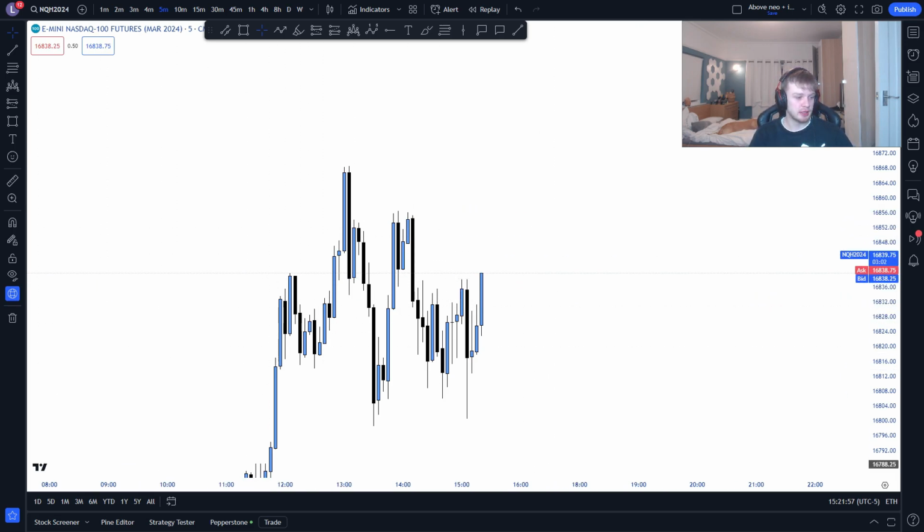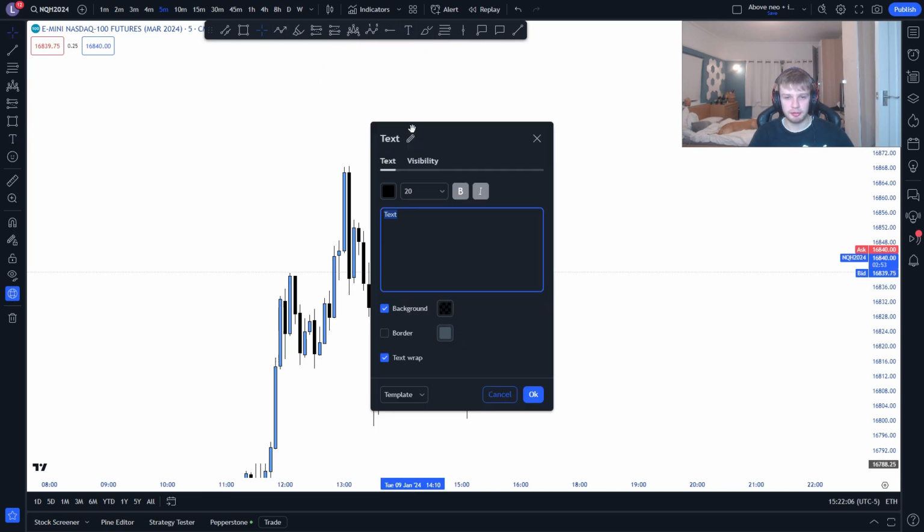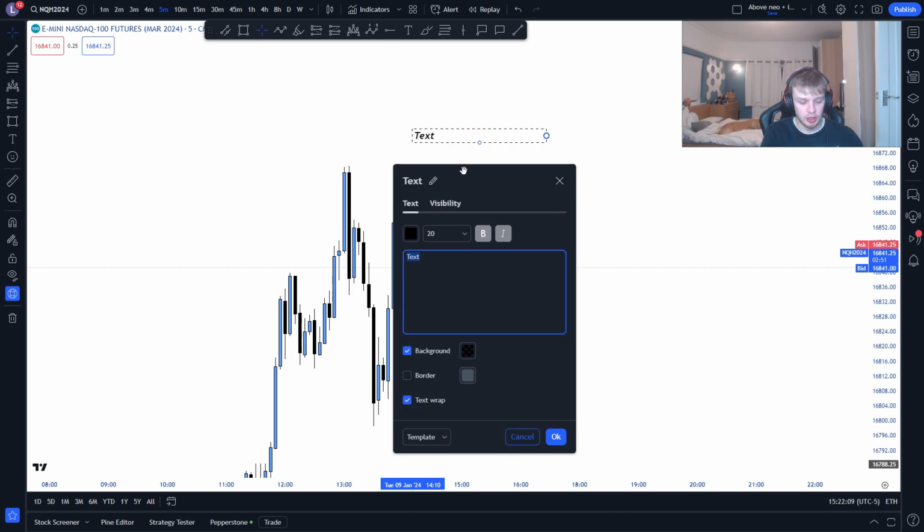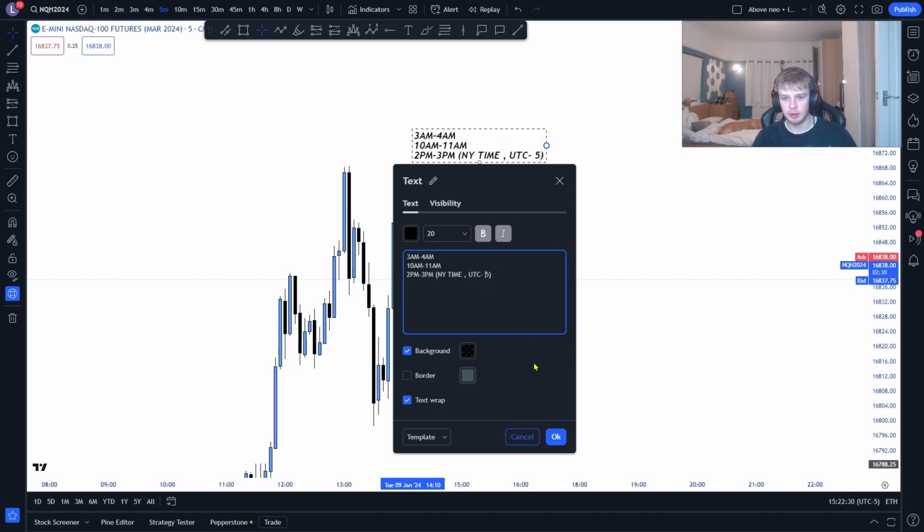There are three different times of the day that you can trade this trading strategy, and that is New York time. So the three different times that you can trade this strategy are 3 a.m. till 4 a.m. UTC -5. You have 10 a.m. till 11 a.m. and then you have 2 p.m. till 3 p.m. Now this is all New York time. So UTC -5. Okay, so this is a time that you can trade the ICT Silver Bullet.